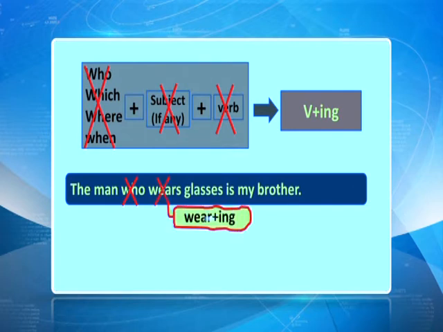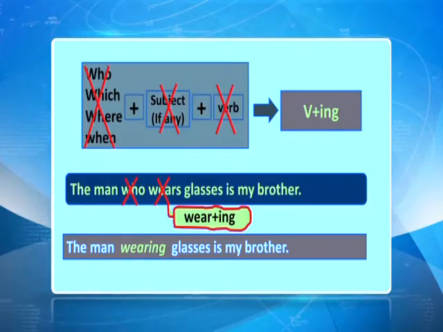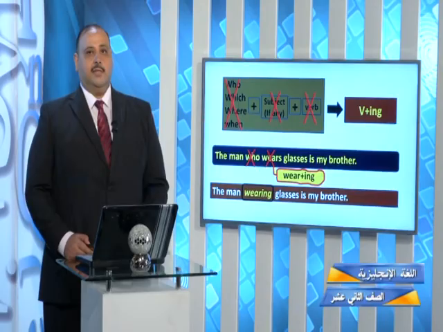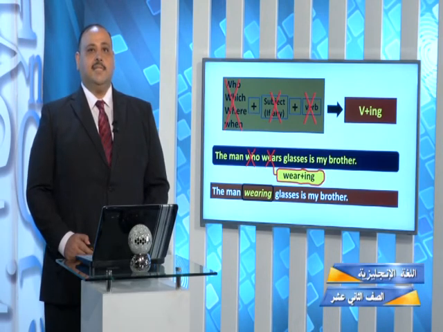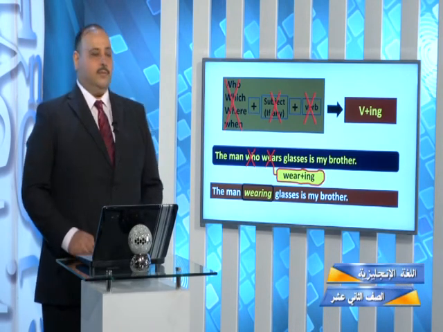Now, the verb should be deleted, and then we use the infinitive form of the verb plus ing. So, wears should be wear plus ing. We say wearing. Now, think about the answer. How can you use the present participle? The man wearing glasses is my brother. So, wearing instead of who wears. Okay, what we're going to do again is to check other examples and see how you can do it yourself.